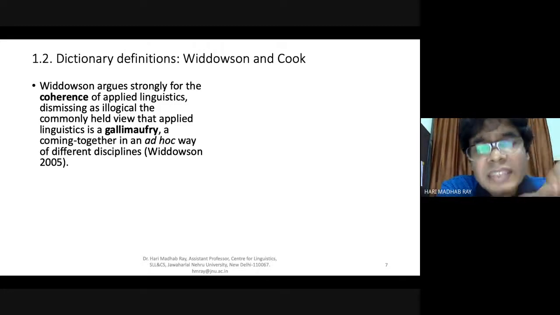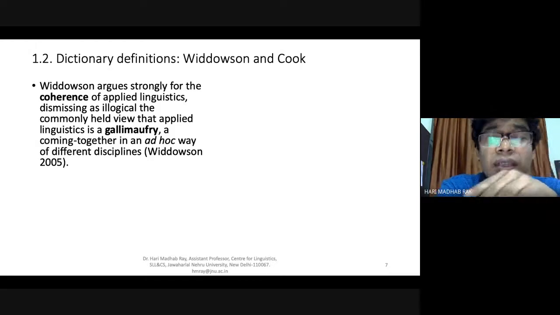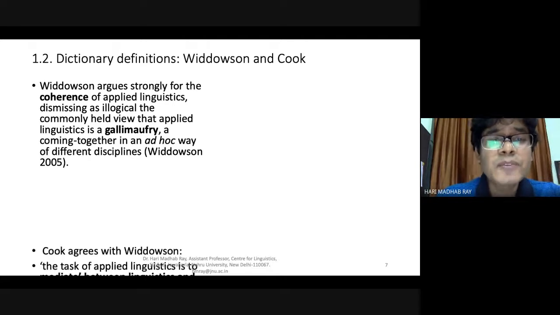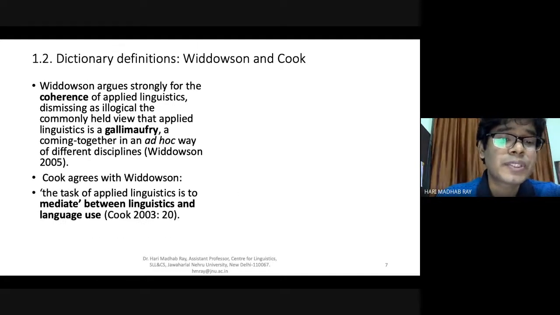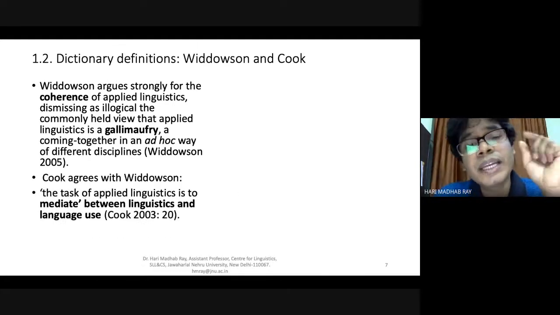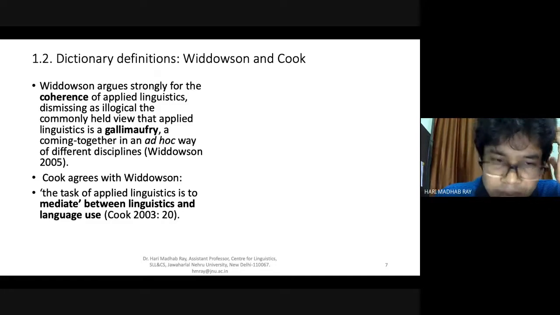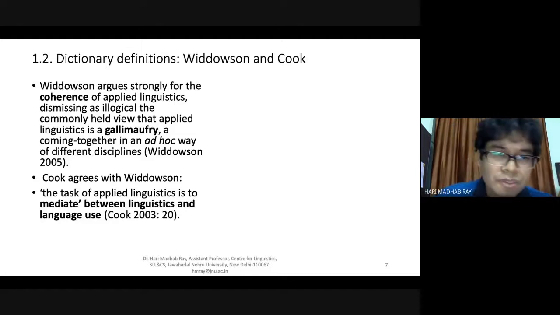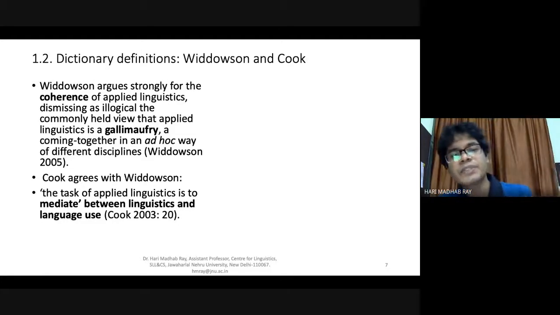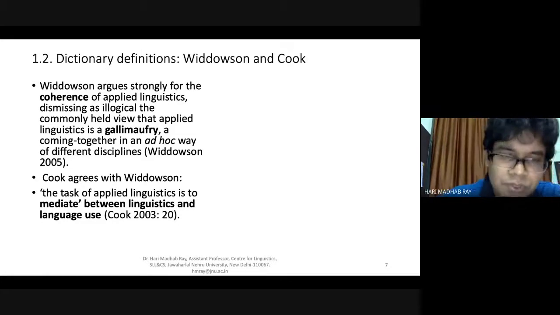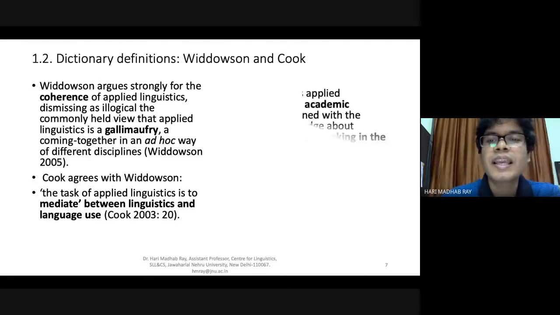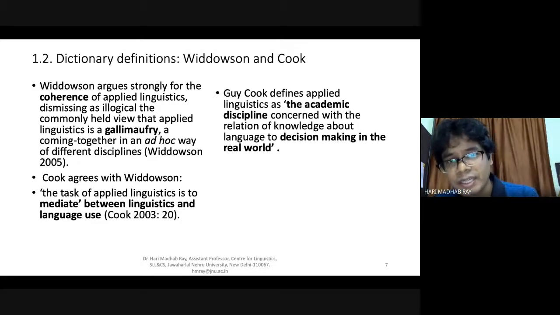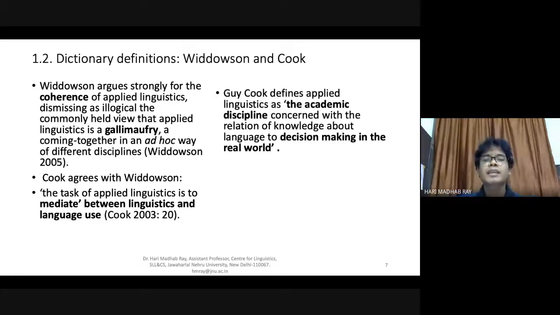Rather, Widdowson and Guy Cook say that yes, you have to have a direction, especially in applied linguistics. Guy Cook agrees with Widdowson and says that the task of applied linguistics is to mediate between linguistics and language use. This is Guy Cook, 2003, and that's the definition. I think I have already used this definition earlier, on page number 5.